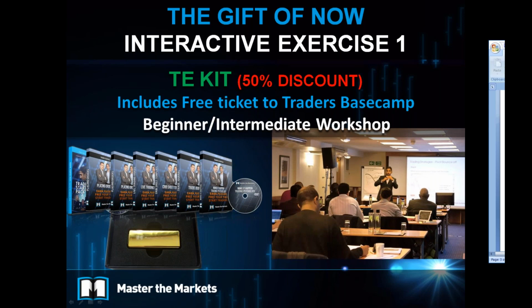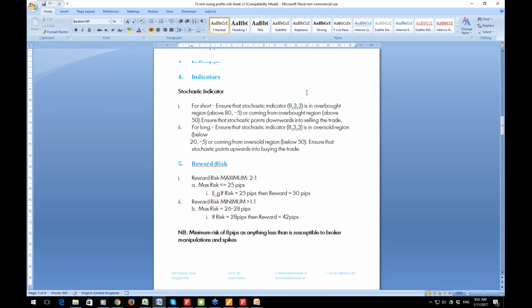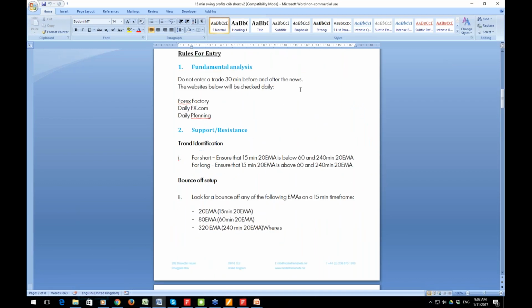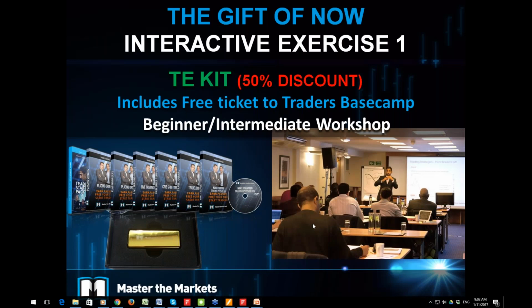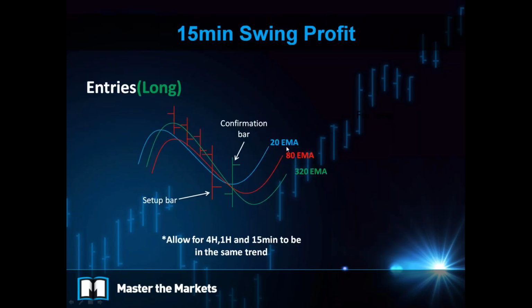Brilliant. To get more specific, I'm going to reiterate what I just mentioned. As you can see over here, support resistance: ensure that the 15-minute 20 EMA is below the 60 and 240-minute 20 EMA, which is what I've given to you all anyway. I gave you all the three different moving averages: 20, 80, and 320.